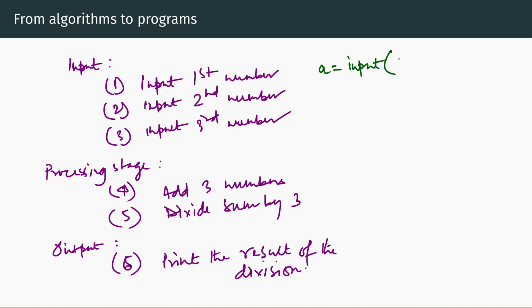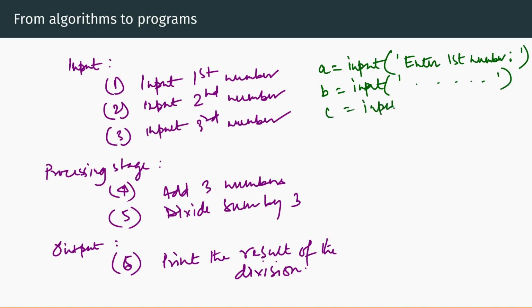and then within parentheses I like to have a prompt, so I would say enter first number, and then a colon and then a space. Okay, enter first number. b equals input, enter second number. c equals input, enter third number, right? So these are the numbers that were inputted by the user.